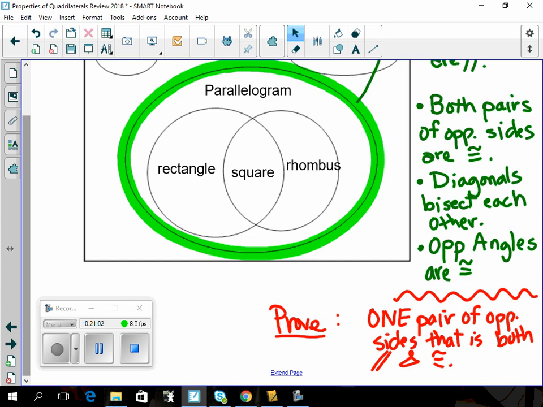There's no way if I took my exploragons and tried to build a parallelogram and I had one pair of opposite sides that was both parallel and congruent, there's no way it couldn't be a parallelogram. It wouldn't make any other shape. Okay?